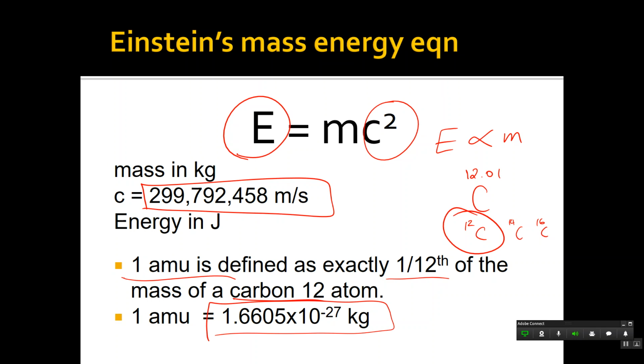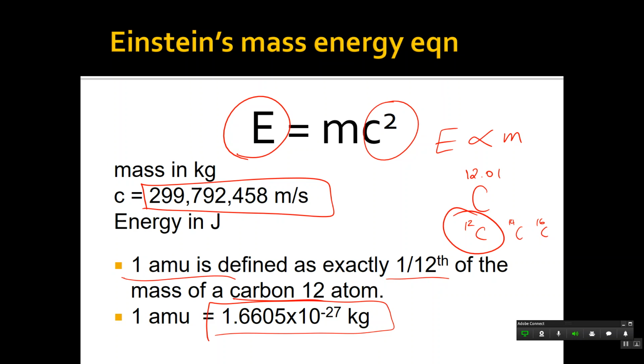What does this number look like? Where did you almost see this number? Mass of a proton? Proton. Yeah, and when we did E&M, we used this a lot, mass of a proton. It wasn't even this number, though. It was close to this number. It was 1.67, not 1.66. This one's not even close to 1.67. So proton is actually more than 1 AMU.